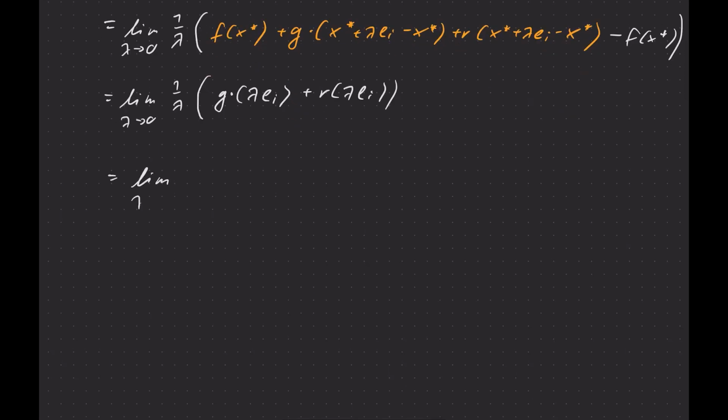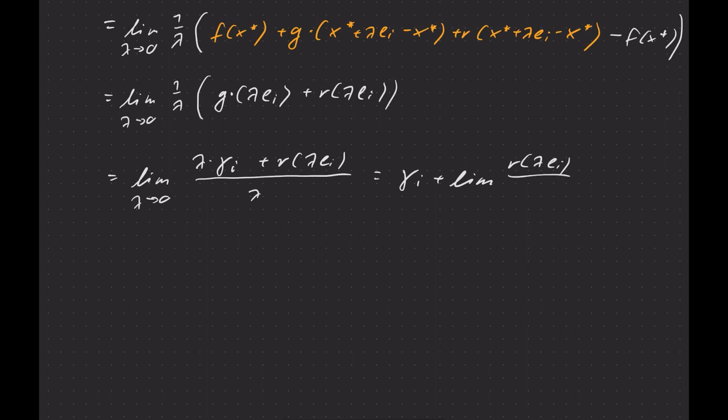Well, finally, g times lambda ei, g times ei, that just means we're selecting the ith coordinate of g. So effectively that is lambda times gamma i, plus this expression r at lambda ei over lambda. So in effect we're getting gamma i plus the limit of r of lambda ei over lambda.